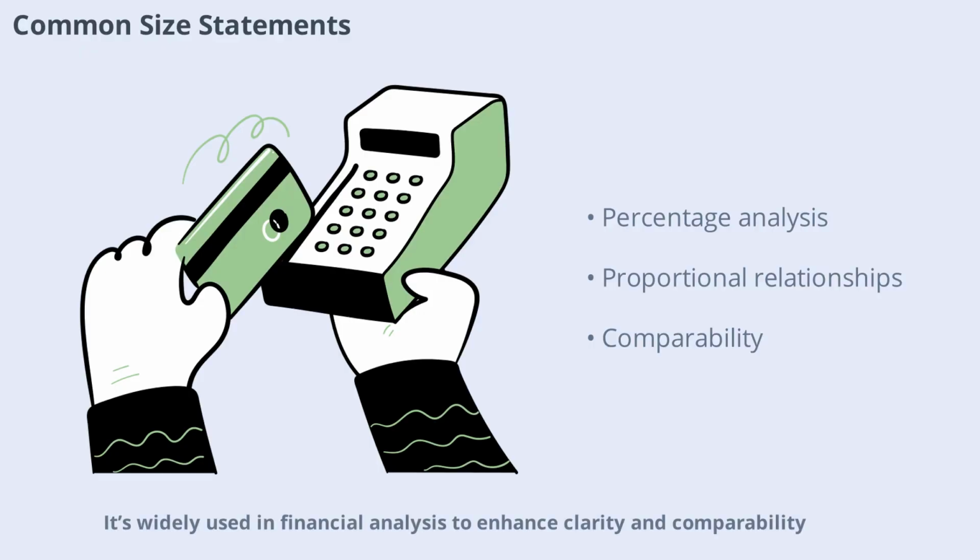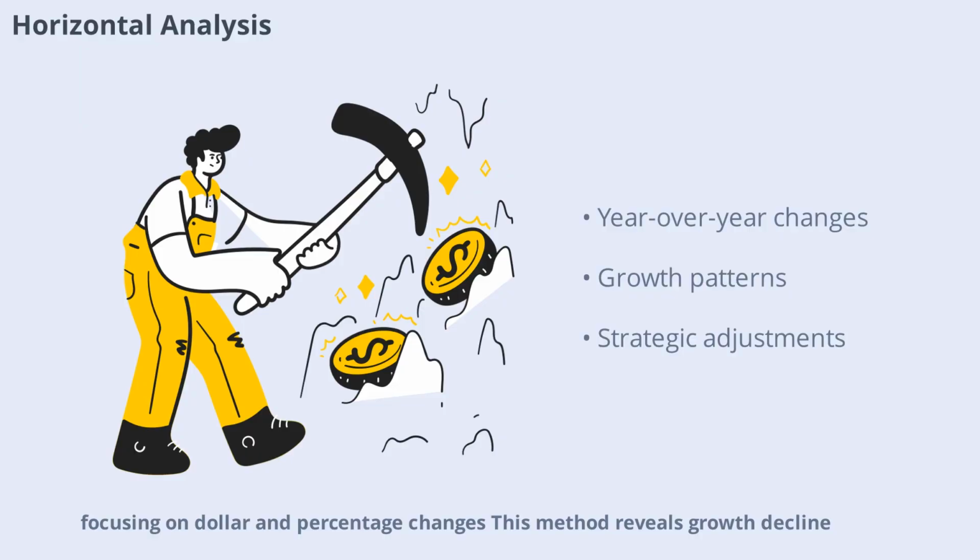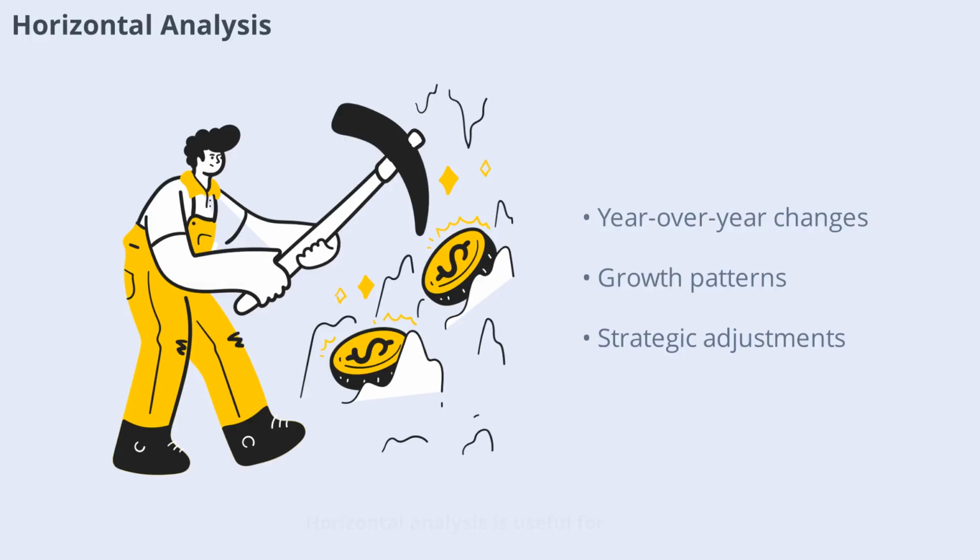It's widely used in financial analysis to enhance clarity and comparability, supporting more informed decision-making. Horizontal analysis examines financial statement items over time, focusing on dollar and percentage changes. This method reveals growth, decline, or stability in key areas such as revenue, expenses, and profits. By analyzing changes year over year, stakeholders can identify trends and evaluate performance. Horizontal analysis is useful for spotting patterns and making strategic adjustments, ensuring the business stays on track toward its goal.